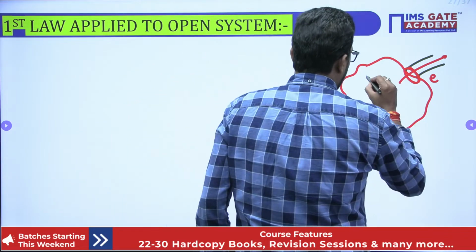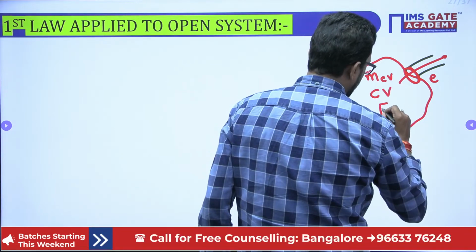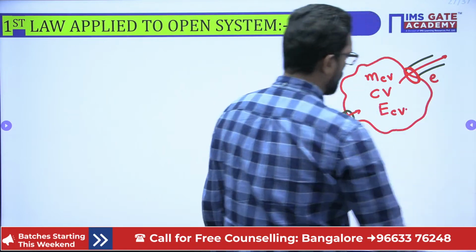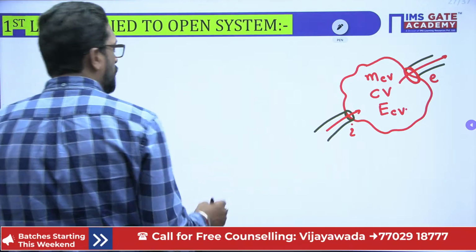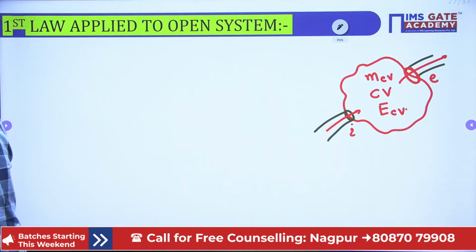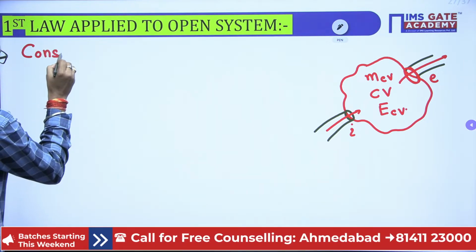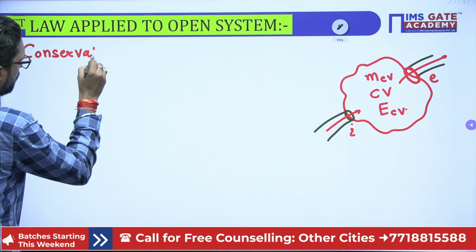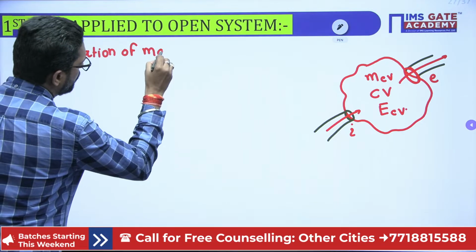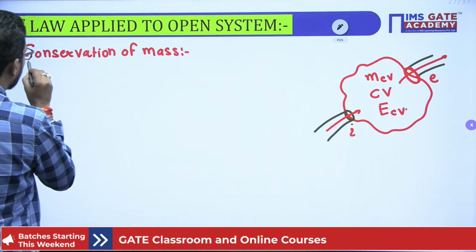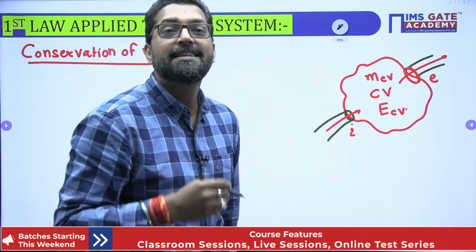Let's suppose this is the mass m_CV, the mass of the control volume, and E_CV is the energy of the control volume. Now, beta, this is the control volume, and we have to apply conservation of mass. What is the conservation of mass? If you write it on a rate basis, that means kg per second.